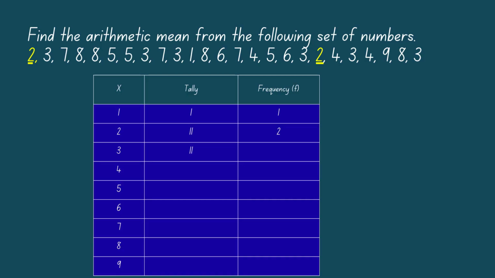Then we scan for 3. This is the first 3. We put 1 tally here. This is the second 3. We have another tally here for it. This is the third 3. One more tally mark here.